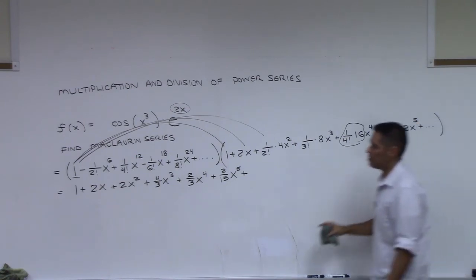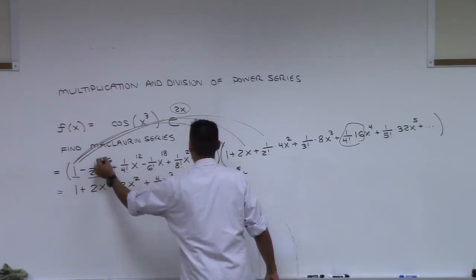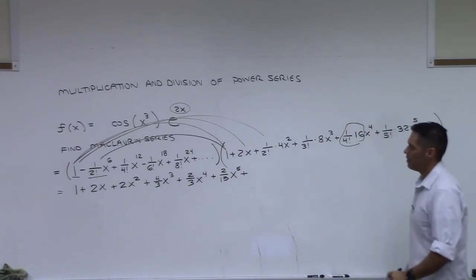Now I'm going to move to the next one. So now I'm going to go to this one, here times here. So that times 1 is what?